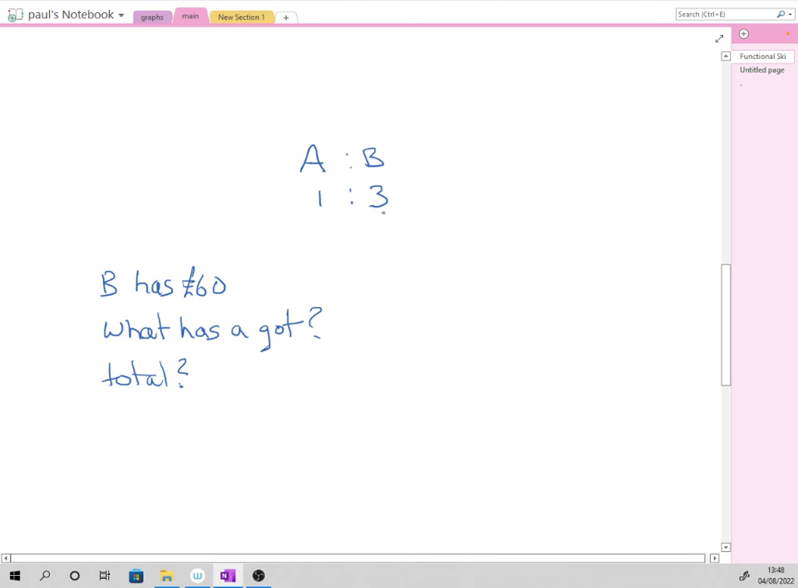Right, so what we do here is, let's do a different colour. So you know B, so going to go over there. B has got £60. So what we do, we know that £60 is represented by 3 parts of the ratio. So to find the value of one part of the ratio, we're just going to go 60 divided by 3, which equals £20. So each part of the ratio now we know is worth £20.